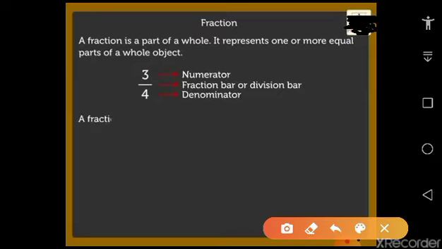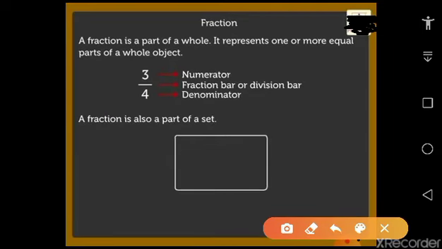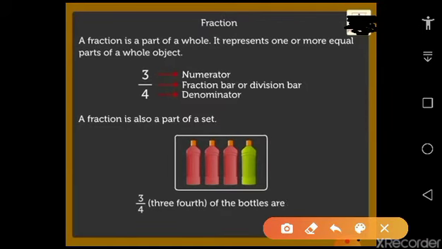Kids, a fraction is also a part of a set. Look at an example. Take a set of 4 bottles. 3 are red and 1 is green. Here we say 3/4 of the bottles are red.